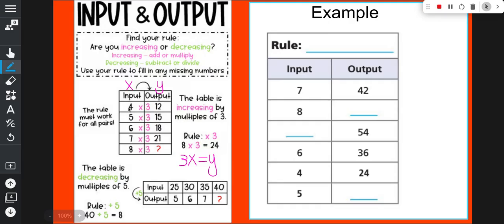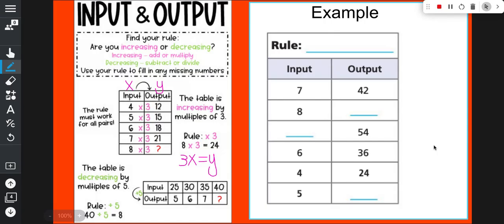Now, we can take any of these input numbers and put them into the x, and we'll solve for the y, or the output. We could take any of our output numbers and put it in for the y, and we could solve it in inverse operation with division to come up with the x. Let's take a look at our example.